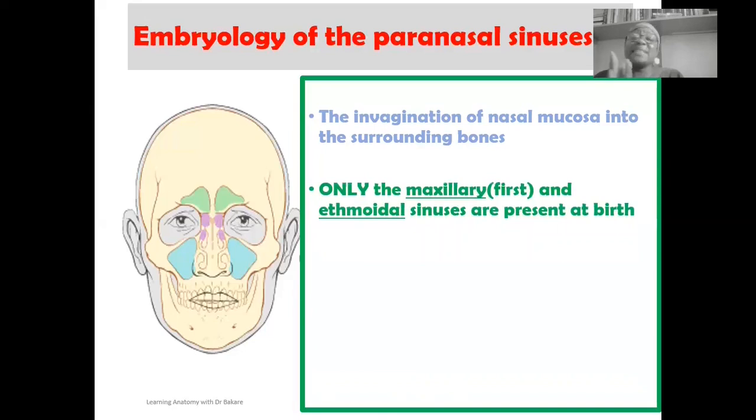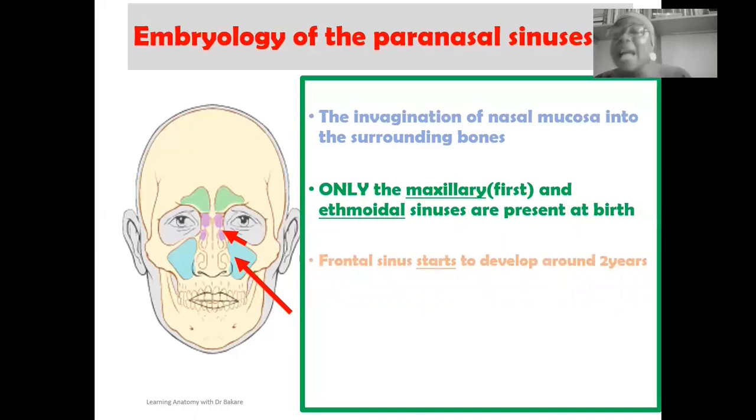Only the maxillary sinus and the ethmoidal sinus are present at birth, while the frontal and the sphenoidal sinus develop after birth. But the maxillary sinus is seen to develop first. This is where it is located within the maxilla. It develops first, and this is followed by the ethmoid. This is where we have the ethmoidal sinus. So these two sinuses are present at birth, while the frontal and the sphenoidal sinus develop after birth.